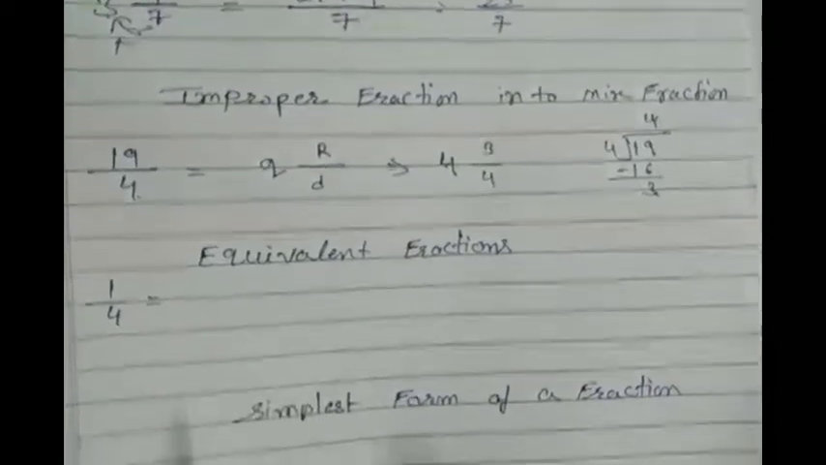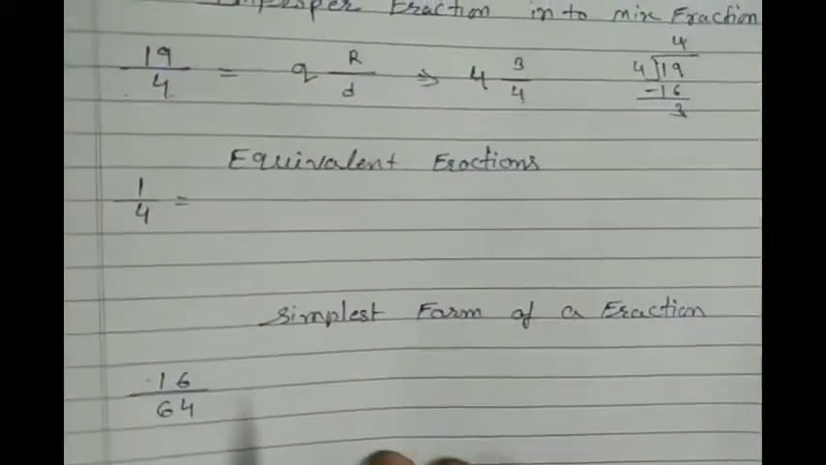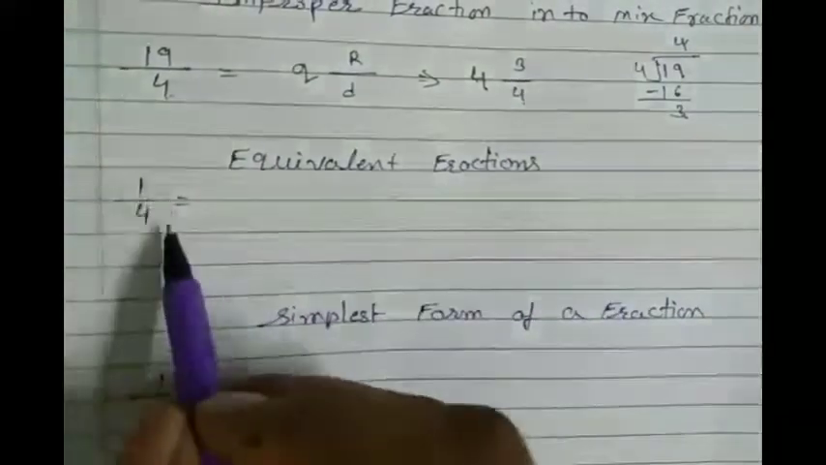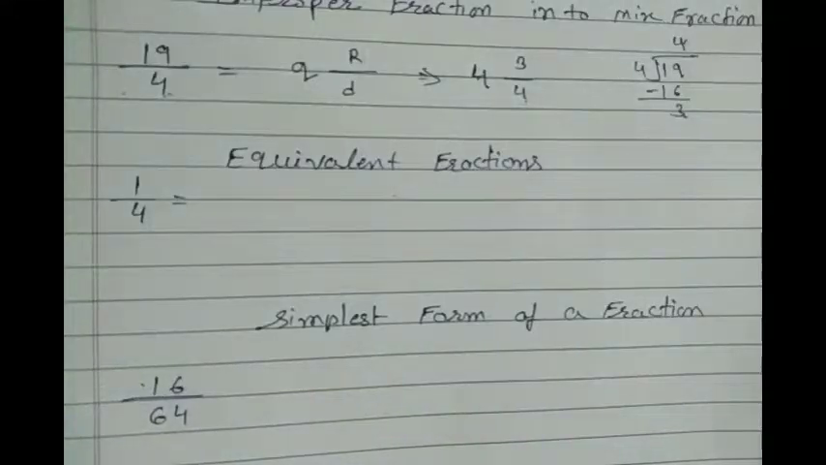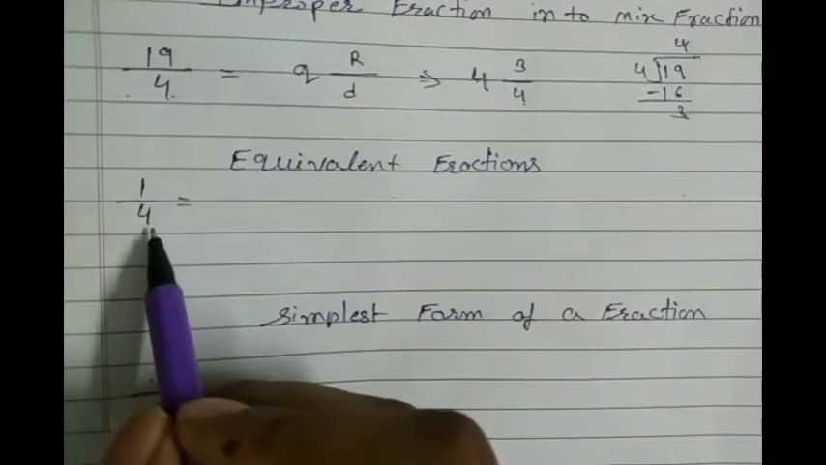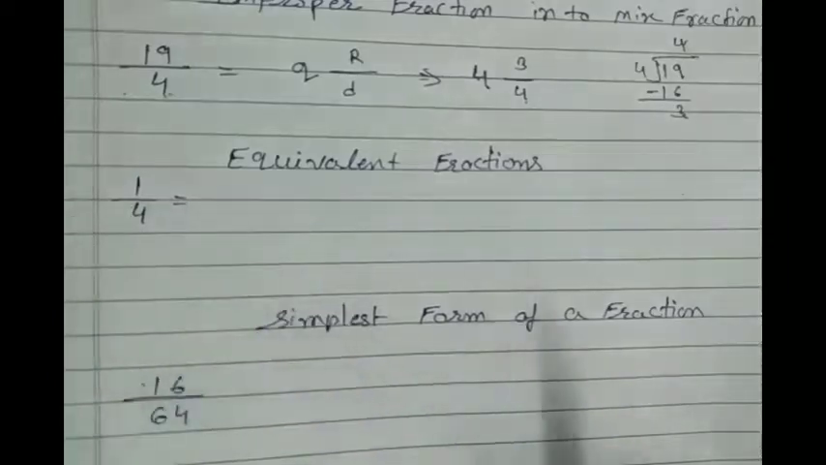The next question, you get a question like write 4 or 5 equivalent fractions of 1 upon 4. Right? 2, 3, 4 equivalent fractions of 1 upon 4. What does equivalent fraction mean? When we multiply the numerator and denominator of a fraction with the same number, the fraction we get is the equivalent fraction of the given fraction.